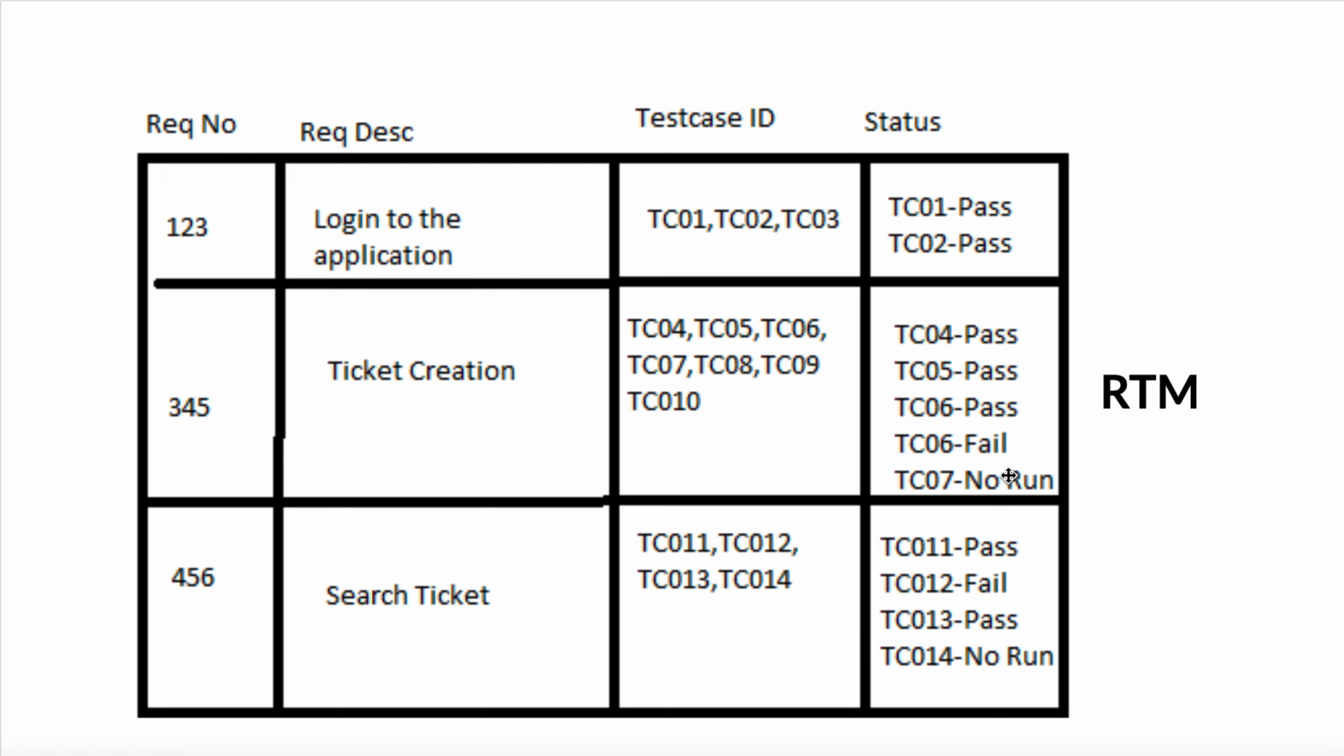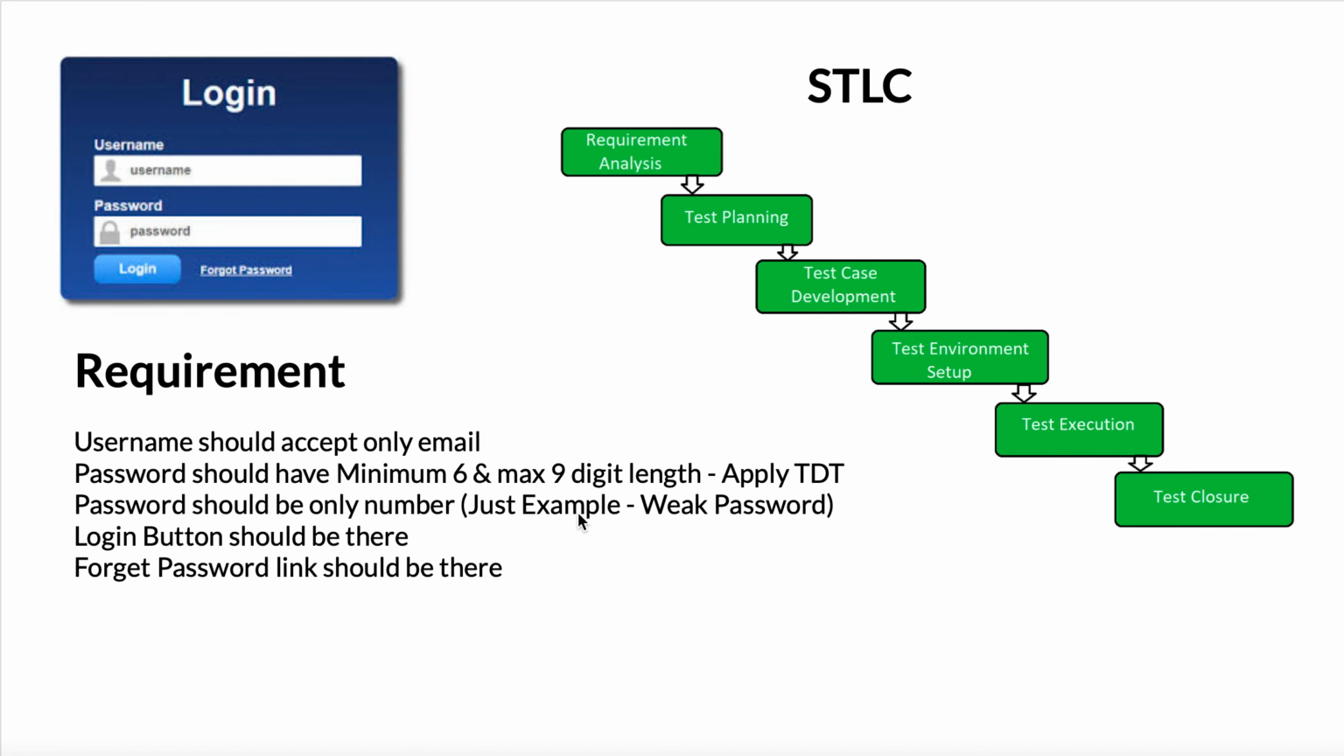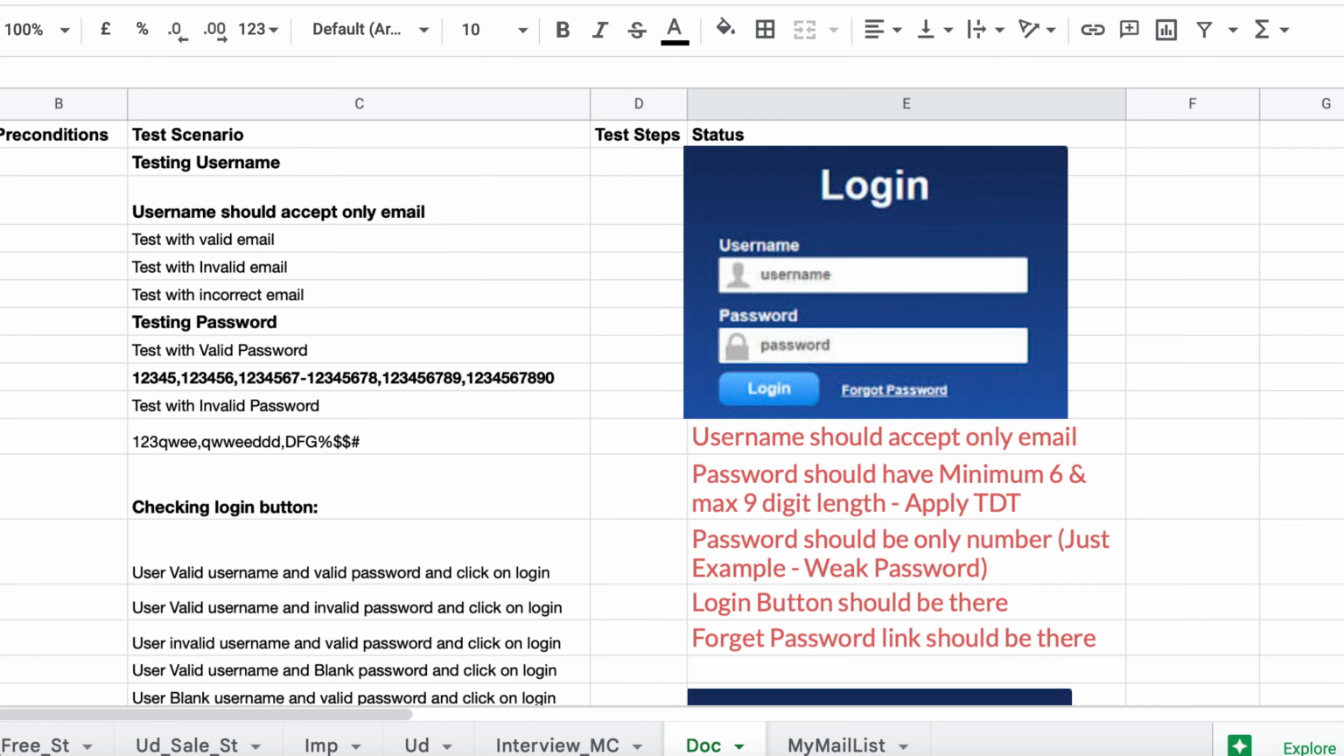Okay, now we'll analyze all these test cases and test in a live application again. Let's see how we can perform testing in a live application using this requirement. Suppose I have already got the requirement. So first I'll write the test cases, and I have already written them based on my requirement. Our requirement was: username should accept only email, password should have minimum 6 and maximum 9 digit length, password should have only numbers, login button should be there, and forgot password link should be there.